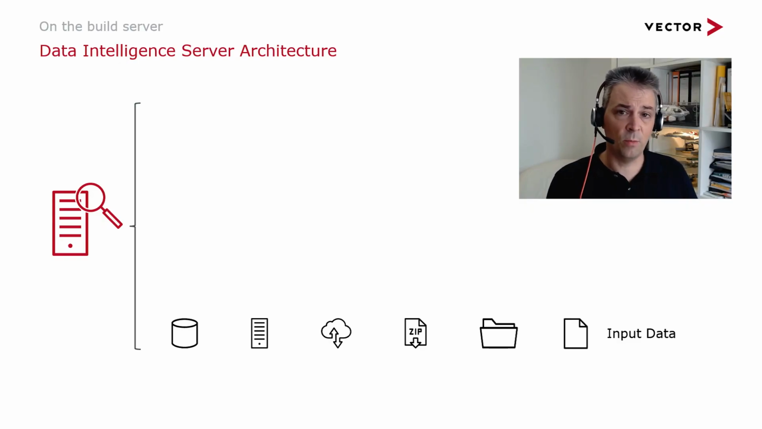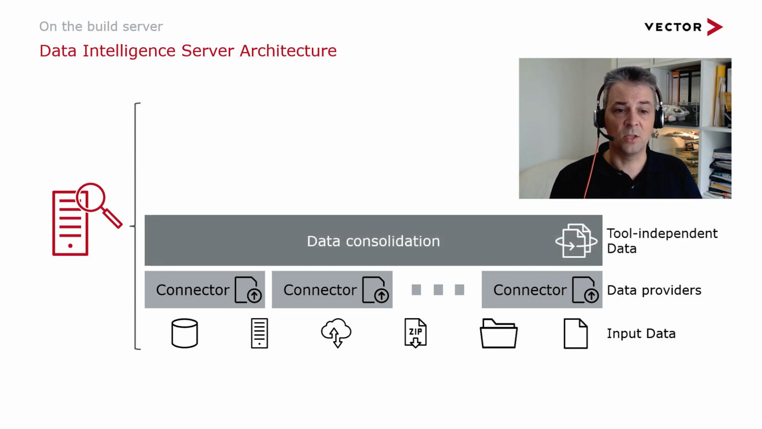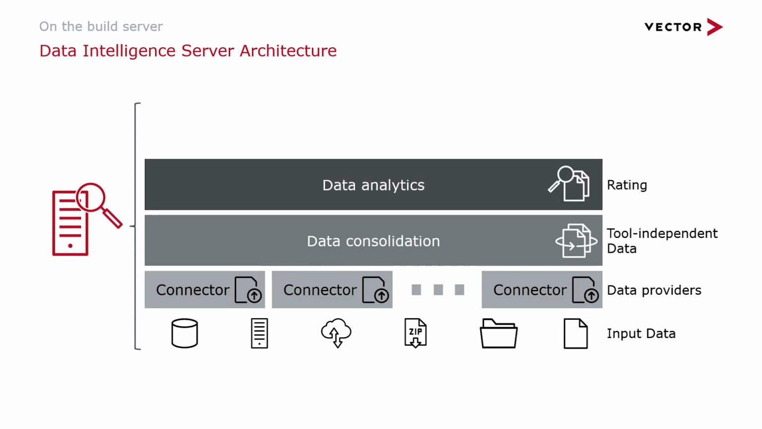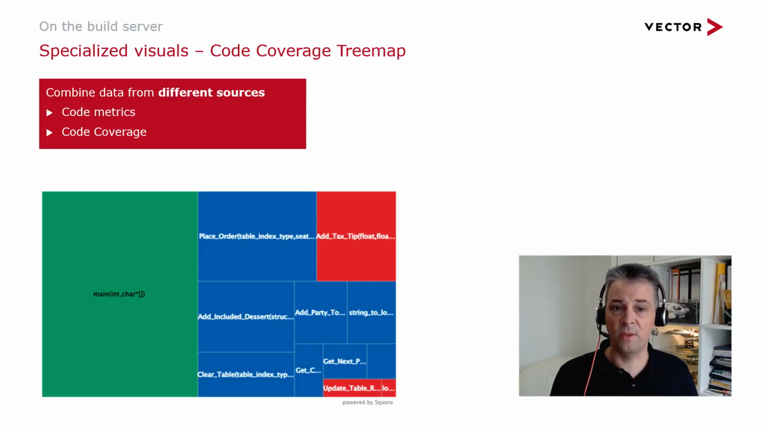How are these data intelligence servers structured? I will give you one example. We have various formats of input data, and this is imported into the data intelligence server using providers or connectors. Then the data is consolidated, so we afterwards have tool-independent data, meaning we can have similar information from different kinds of sources, and it will show up as the same kind of object in the data analysis server. Then we can also do data analytics with rating. I will show you one example of that. And based on this, we can do reviews, we can do quality gates, and we can do reports with visualization of data.